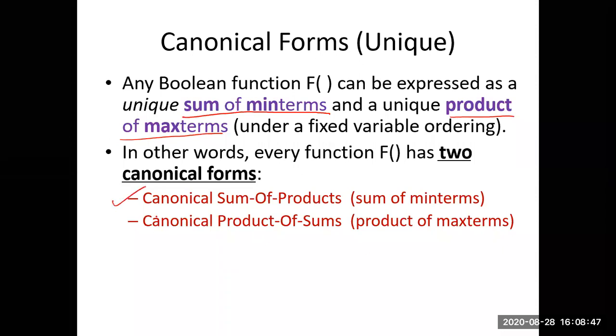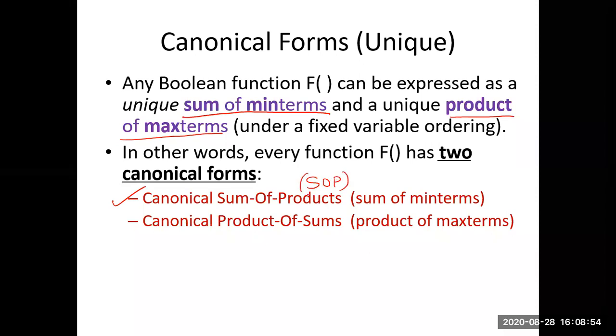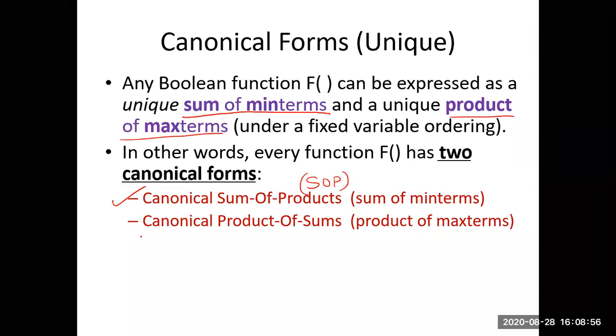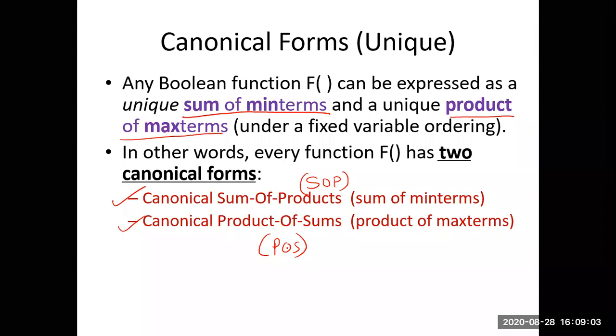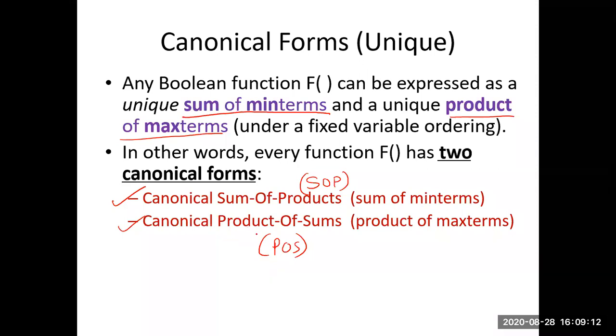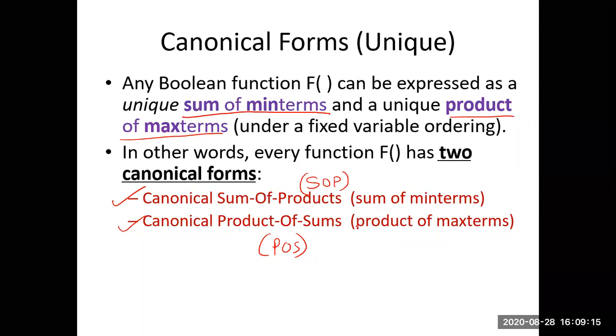The first part is the canonical sum of product, which I can write as SOP in short. And the second is the canonical product of sum, which I can write as POS. Whenever you are dealing with sum of product, it is basically a sum of minterms, and whenever you are dealing with product of sum, it is basically a product of maxterms.